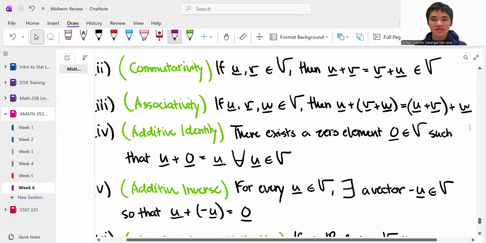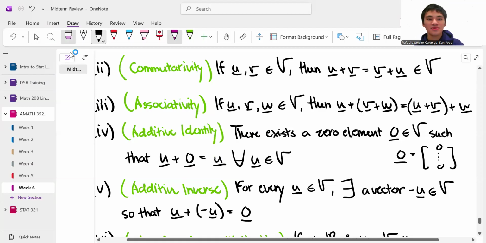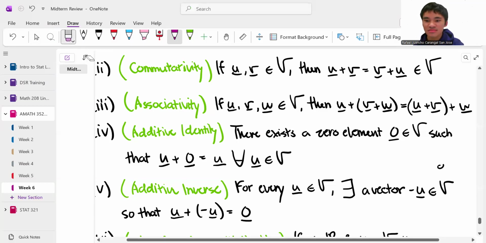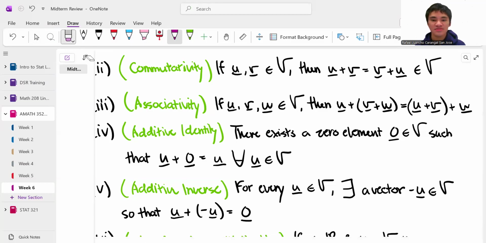Additivity. Here there exists a zero element, which is what we call a zero vector. It just has a bunch of zeros all the way to d dimensions, such that when we add some vector u to zero, it's just going to be that same vector u. And that goes for all u in V.